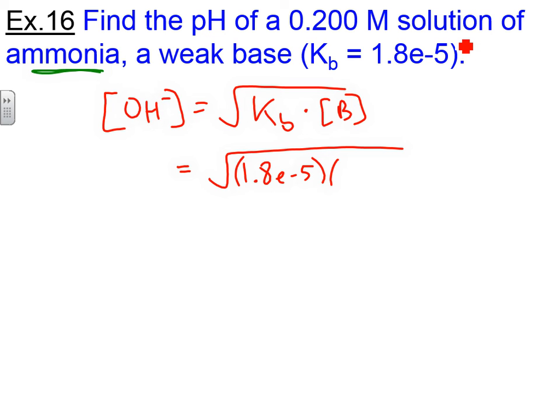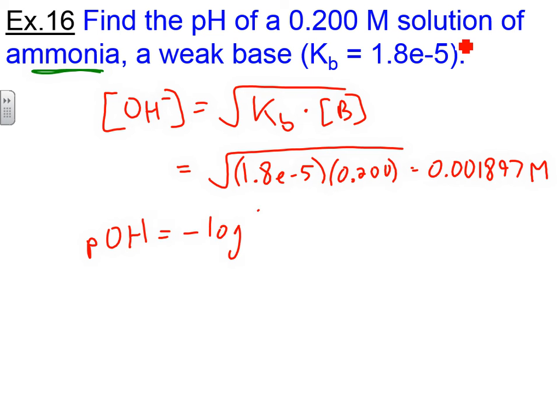0.200. Right, if we do this, go ahead and plug this in your calculator. We got 1.8 times 0.2, and then we'll have to square root that. See what we get. So actually very similar to last time. 0.001897. This is the molarity of OH minus concentration. To get the pH, we have to first get the pOH. The pOH will be the negative log of that number, 0.001897.